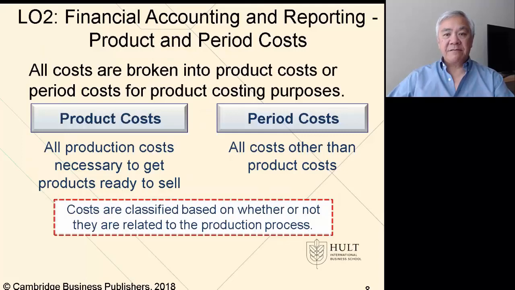Learning objective 2 is financial accounting and reporting. How do we look at these product and period costs? Product costs are those where there's a production cost item necessary to get it to be ready for sale. A period cost is everything else.